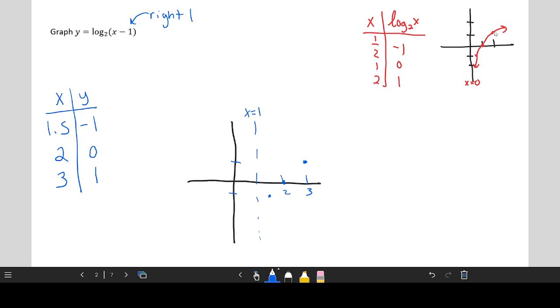And since we know what the shape looked like of the original function, we know what the shape looks like for this one. It's the same shape, just it's been picked up and shifted to the right. It's still going to approach the asymptote as we move to the left, but again the asymptote is different because the whole graph shifts.